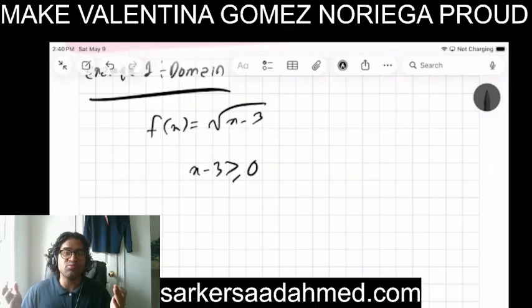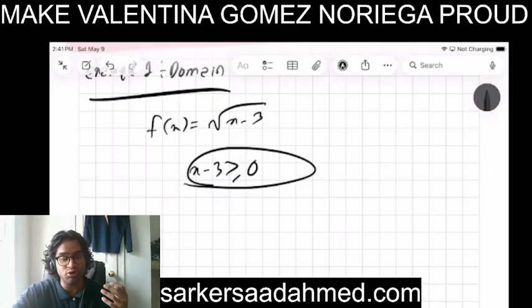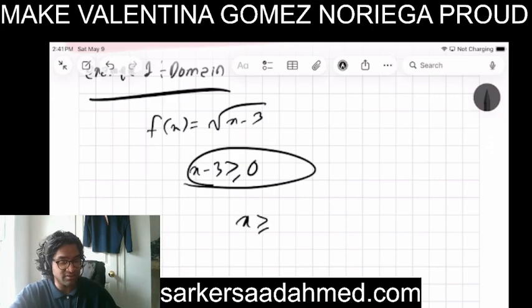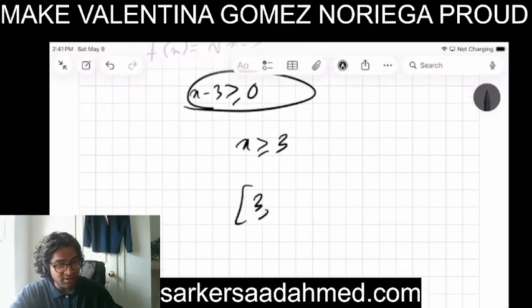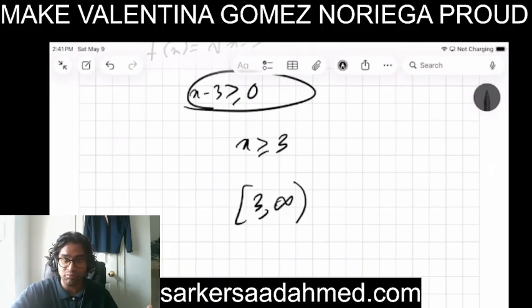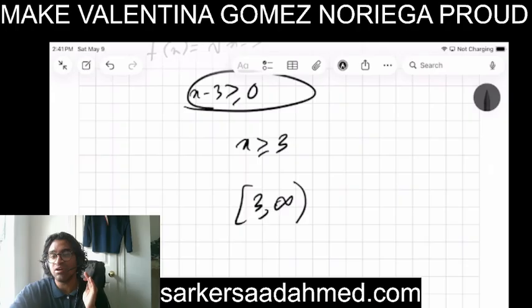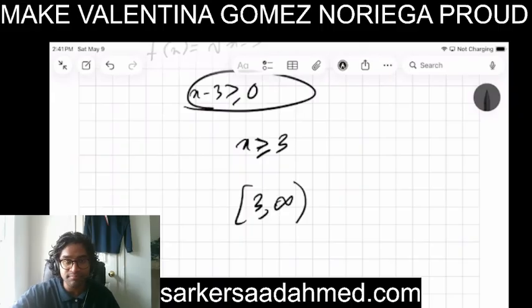Doesn't mean we cannot. Understand this. Doesn't mean we cannot. We can. But for now, we cannot. So we're going to make sure that x minus 3 is greater than or equal to 0, or x is greater than or equal to 3. So your domain must include 3, but it is not necessary for it to include infinite because it must be greater than or equal to 3. Correct?